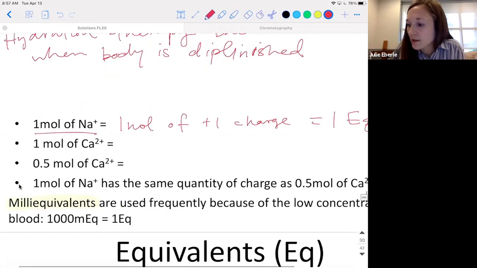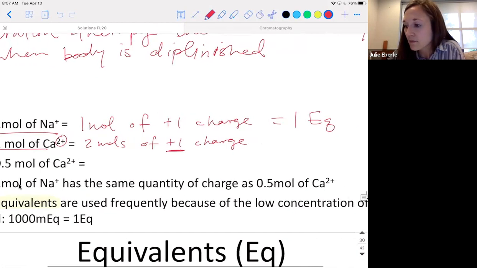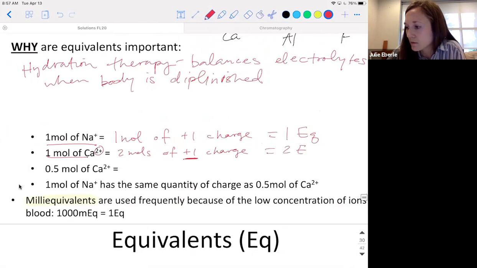All right, if I have 1 mole of calcium, we know the associated charge is a +2. That means I have 2 moles of +1 charge. I'm just looking at how many I need, 1 mole of positive charge. So that's 1 mole of +1 charge. So if I have a +2 charge on my calcium, and I break it down into +1 charges, I've got 2 moles of +1 charge. So that's 2 equivalents, right? Double the charge. If I still have 1 mole of it, I have double the number of equivalents.